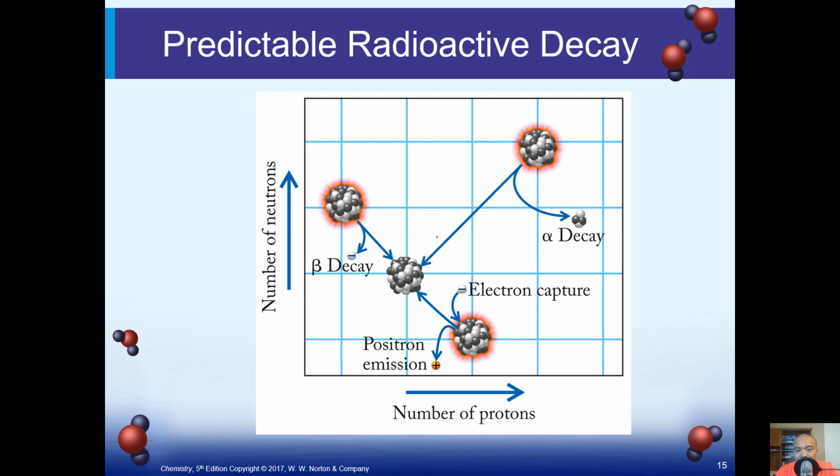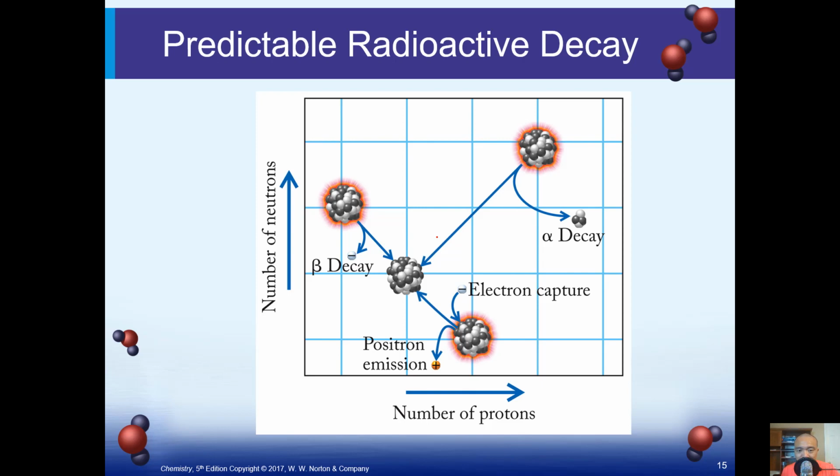Radionuclides that are neutron-rich and lie above the band of stability will tend to undergo beta decay, converting a neutron to a proton. Radionuclides that are neutron-poor and lie below the band of stability will tend to convert a proton to a neutron, either by electron capture or positron emission.